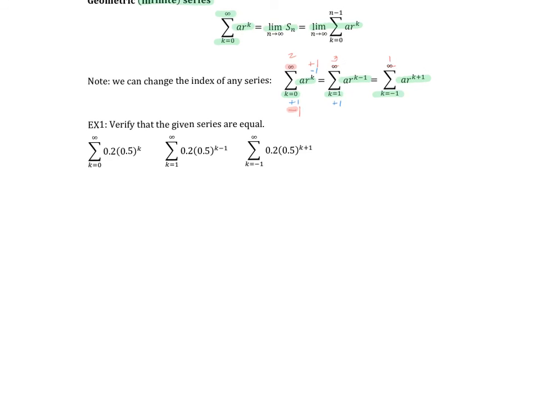So if I'm going to add 1 and start with k equals 1, then I'm going to add 1 and end at 3. If I subtract 1 and start with k equals 1, I'm going to subtract 1 and end with 1, because that's telling me how many terms. If I start with k equals 0, I go 0, 1, 2. I have 3 terms. If I start with k equals 1, I have 1, 2, 3. 3 terms. If I start with k equals negative 1, I have negative 1, 0, 1. Gives me 3 terms.